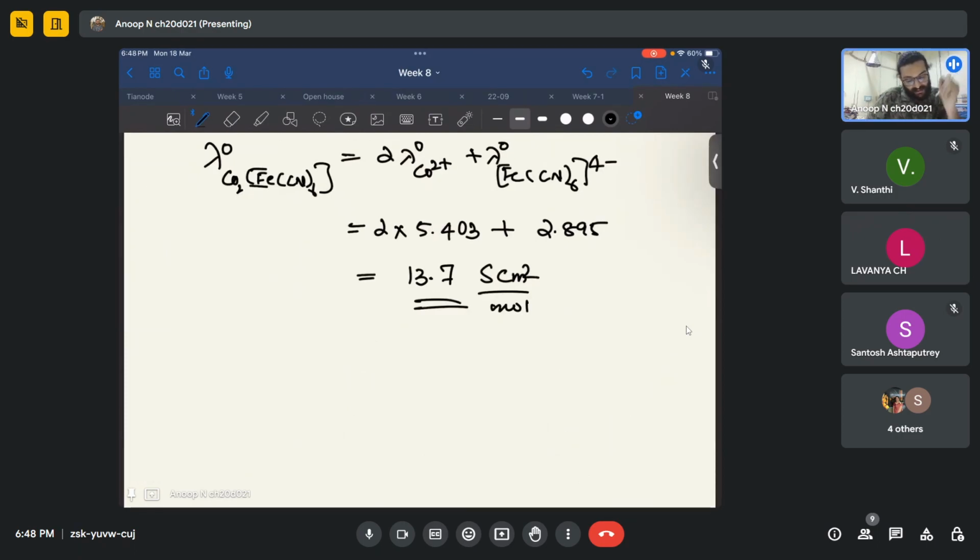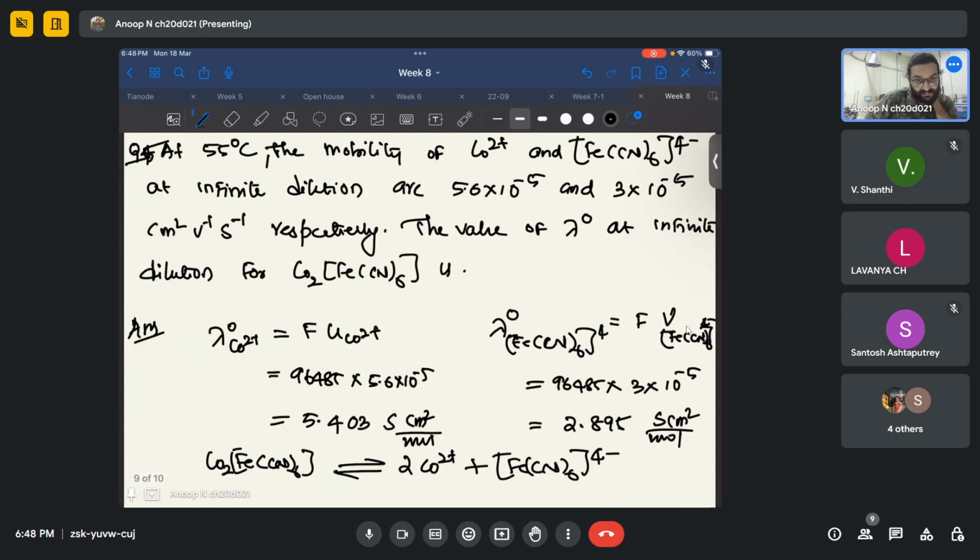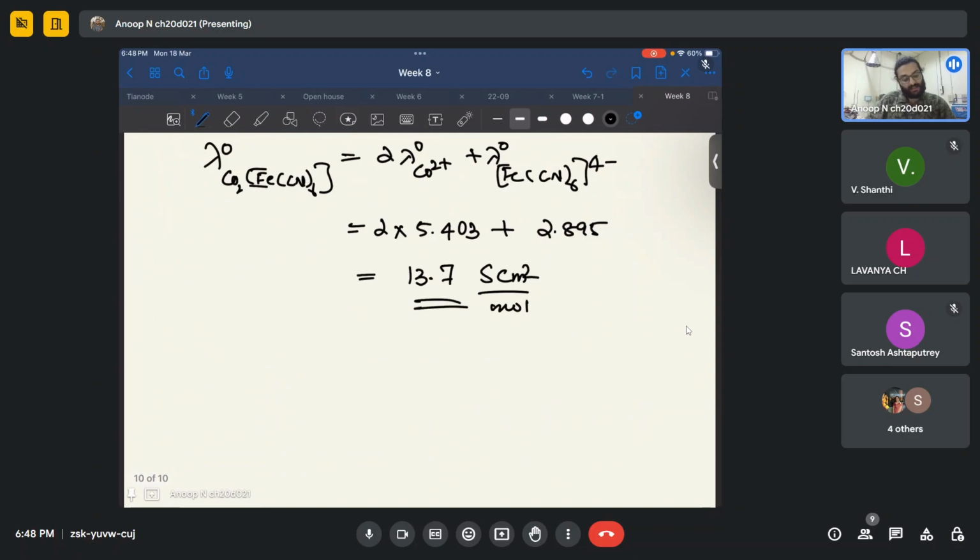I didn't get the question. Here also you can, no, you see the dissociation. Co2 Fe(CN)6, here you can see it's 4 minus, it is 2 Co2 plus. It dissociates like that. 2 cobalt will come out of 2 plus charge. So like that, I have written the equation: 2 lambda 0 Co2 plus, plus lambda 0 Fe(CN)6 4 minus.